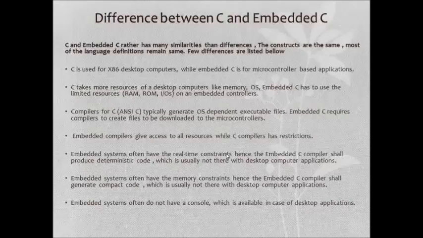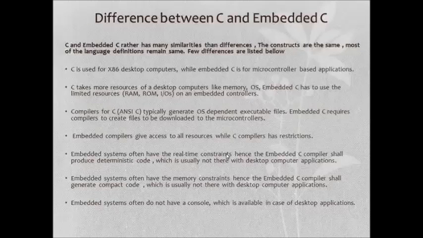Embedded systems often have real-time constraints. Hence, the embedded compiler shall produce deterministic code, which is not the case in desktop computing. Embedded systems often have memory constraints. Hence, the embedded C compiler shall generate compact code, which is not the case in desktops. Embedded systems often do not have consoles like a monitor or a keyboard, which are quite often available in desktop computers. This could differentiate the programming environment of embedded C and desktop C.